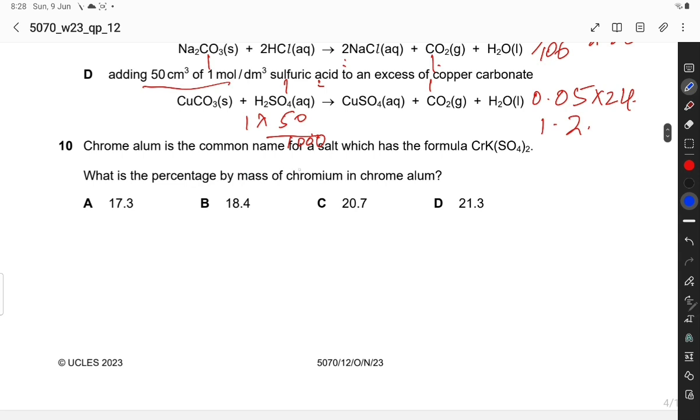Chrome alum is the common name for a salt which has the formula CrKSO4. What is the percentage by mass of chromium in chrome alum? First find out the Mr. Chromium is Ar of 52, plus potassium 39 plus 64 plus 96.